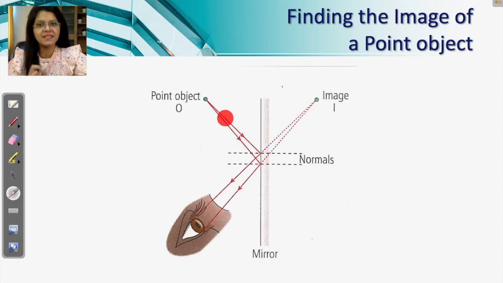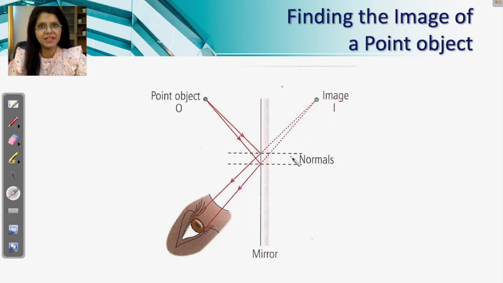Where is the real light? The real light is at the solid lines. The light is not coming at these dotted lines. These are your imaginary construction work. So to this person who's looking at the mirror, it looks like to him that these two rays of light are coming from this point, which we call the image.